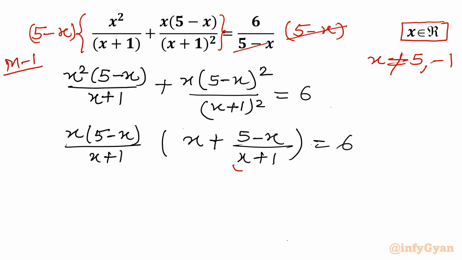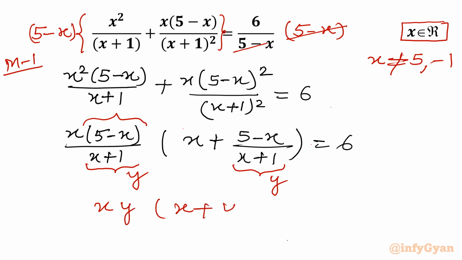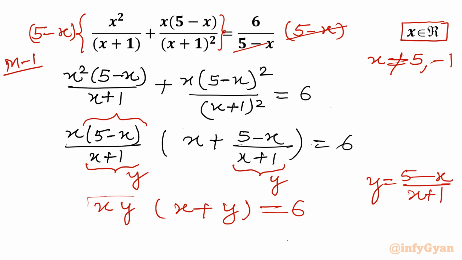See this term, if I call it y, so here I will be writing this term only y. So this equation will become xy times x plus y equal to 6, where y is 5 minus x over x plus 1. Now you can see if I consider xy as one root and x plus y as the second root, then this is the product of roots.